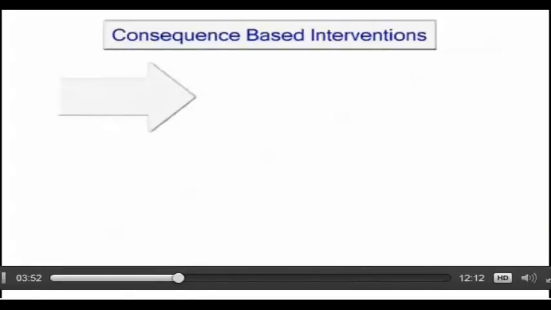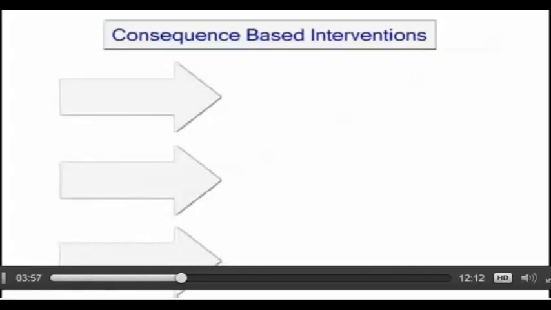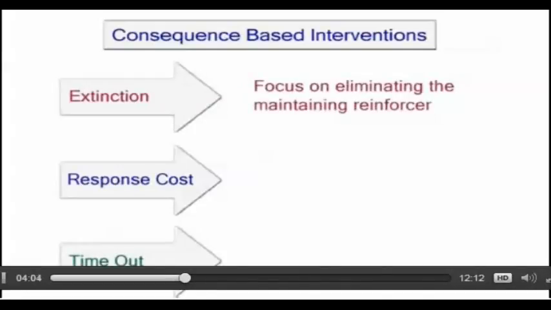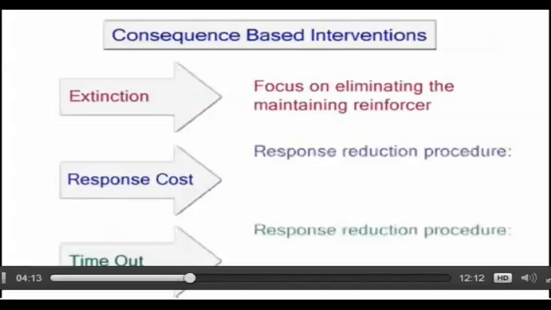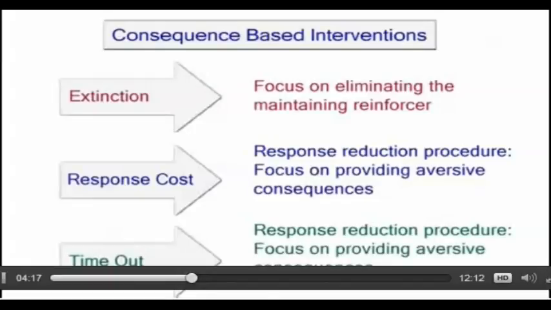There are several types of consequence-based interventions. This lesson will cover 3: extinction, response cost, and timeout. Extinction procedures focus on eliminating the maintaining reinforcer. The remaining 2 interventions, response cost and timeout, are response reduction procedures. Response reduction procedures focus on decreasing problem behavior by providing aversive consequences when problem behavior occurs.